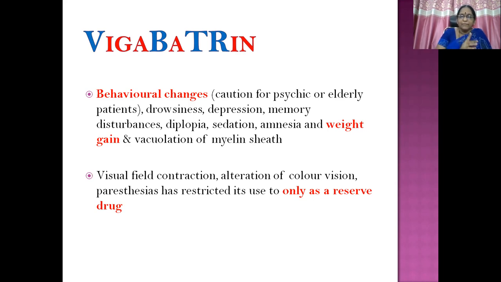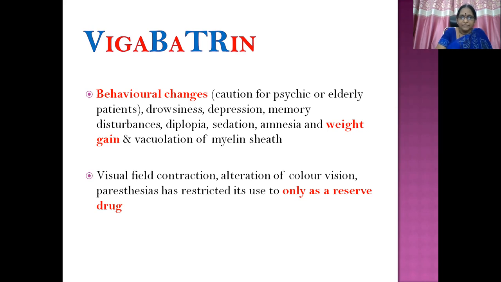This is the predominating differentiating features that the molecules do have. So when you come to the pharmacokinetics, the main predominating differentiating feature, you try to remember, that's it. You need not remember all the salient aspects. Then weight gain and vacuolation of myelin sheath.